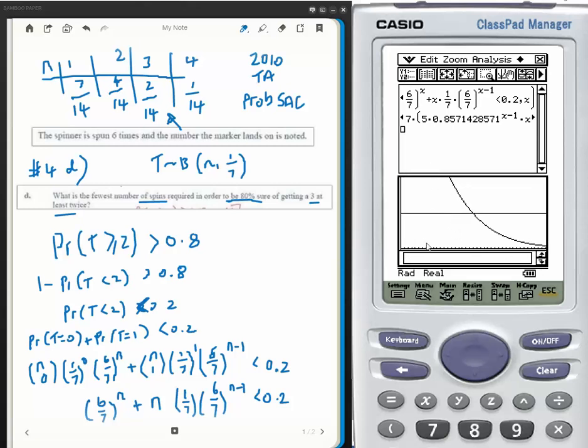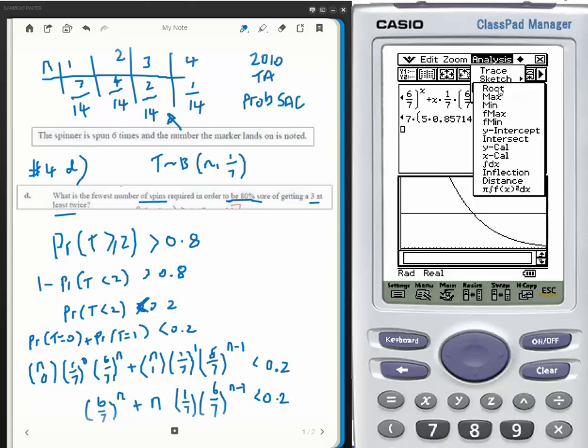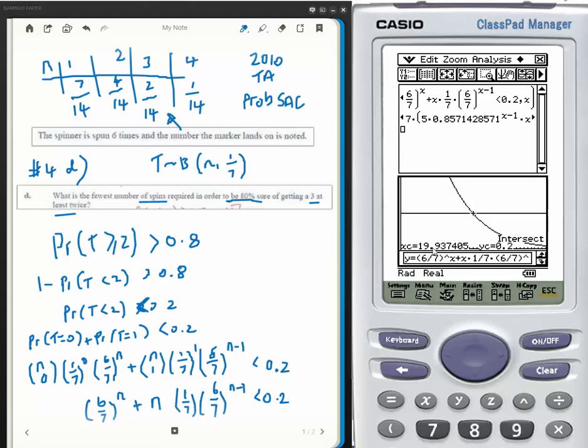So when n is smaller, the probability is greater than 20%, but when n is bigger than this value, the probability is less than 20%, which is what I want. So analysis, G-solve, intersect, and the intersection is 19.93. Therefore, I want 20, because when it's 20, this will be less than 20%, therefore it'll be greater than 80%. So 20 should be my answer. How else could I do it?